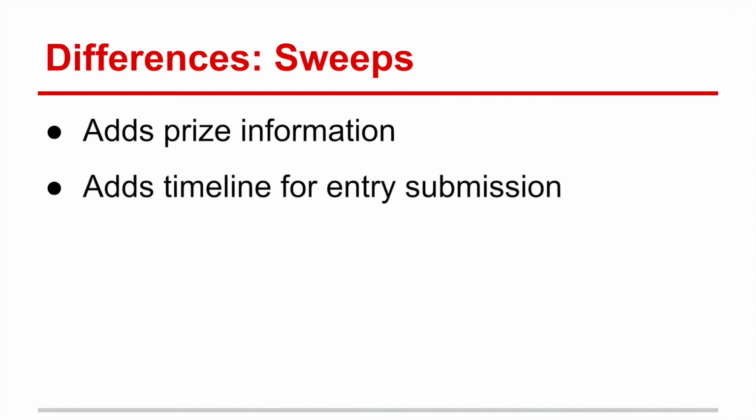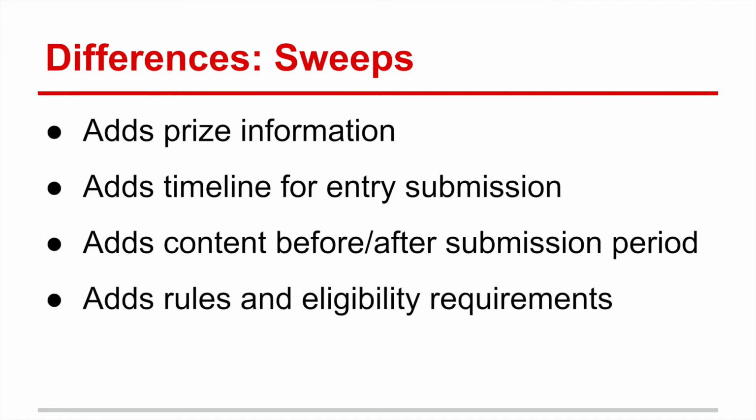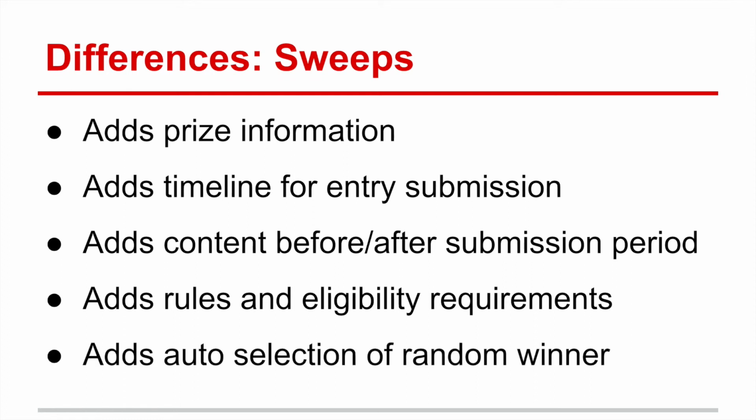It also adds a sort of timeline functionality that shows either pre-entry period text, the regular form itself, or post-entry text. And this helps business customers not have to manually change the sweepstakes throughout its lifetime. You can go into the page one time, set these fields, and then forget about the sweepstakes. It'll just run itself. It also adds rules and regulation requirements, which are effectively just text fields again, and it lets users automatically select a random winner.